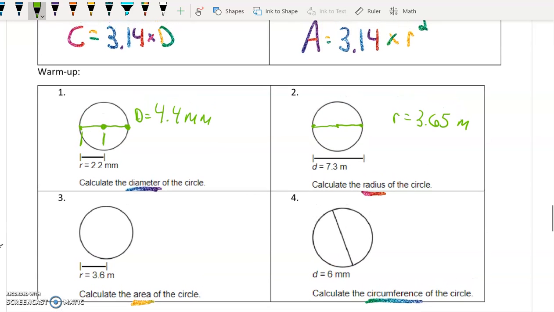So if you consider your area formula, that area equals 3.14 times r squared, then I come down here and say, oh, I have r.